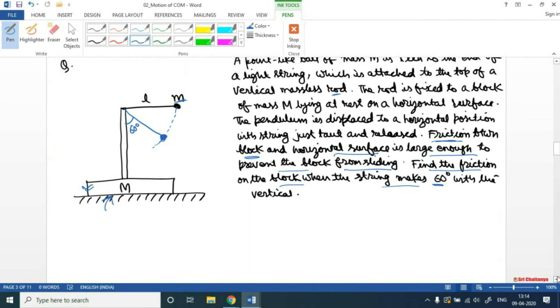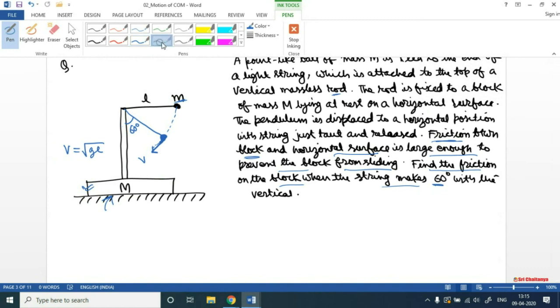So let's begin. When the mass m reaches over here, it will attain some velocity v. Using conservation of energy, we can find that this v would be equal to root gl, because this angle theta is given.